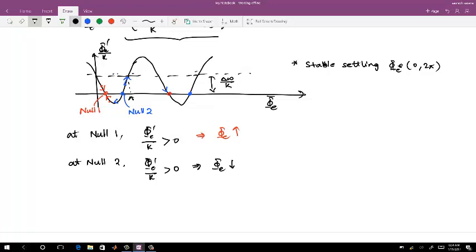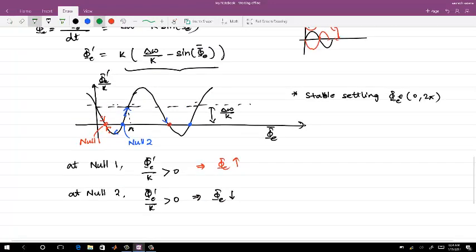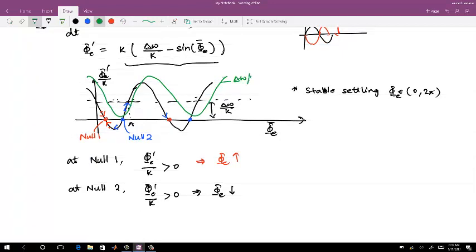Okay, now on the same picture, if I say that delta omega by k is greater than 1, then what you will see, I'm just plotting it simply like this, is the case for delta omega by k greater than 1. Do you see at any point this d phi e by dt goes to 0? No. You do not have any stable null point for this particular PLL, which uses this kind of phase error detector and loop filter.